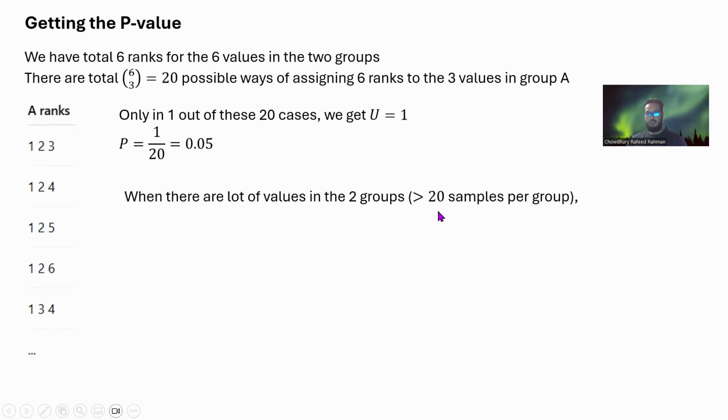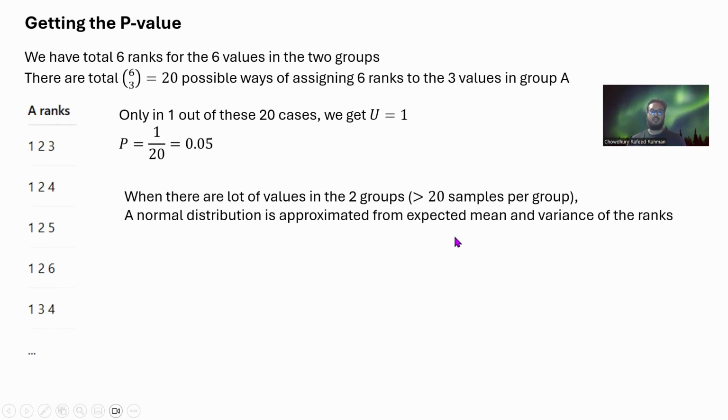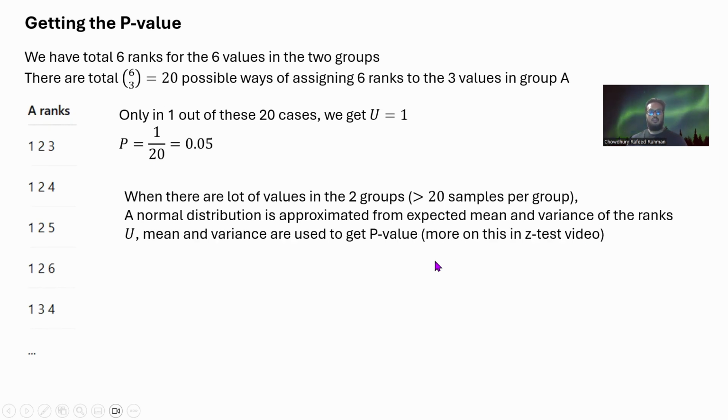So in that case, you have a way around. What is that? You approximate a normal distribution. You calculate the expected mean and variance of the ranks. And based on the normal distribution, you get the p-value using the U mean and variance. Now, obviously, if you don't know about the z-test and the normal distribution, this is a bit hard to understand. But I will cover the z-test in a later part of the series, so you can check that out. If you do have some idea about the z-test, then you know what I'm talking about here. I think it should give you some idea about how we deal with the cases where we have a lot of values. So that's all about the Mann-Whitney U test or Wilcoxon rank sum test.